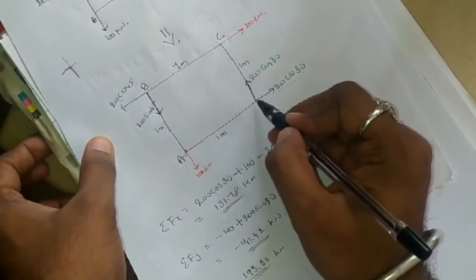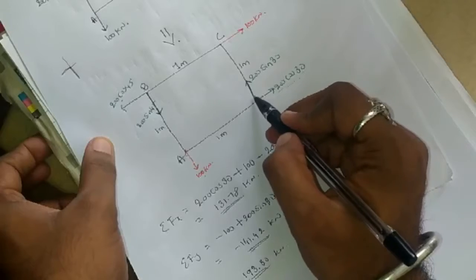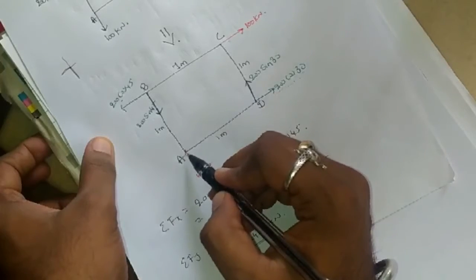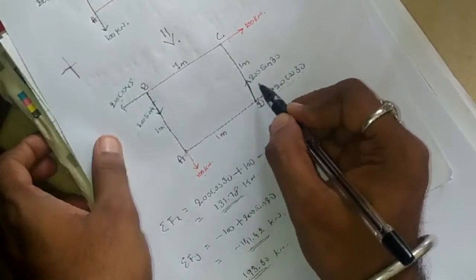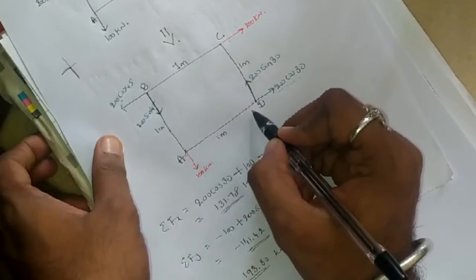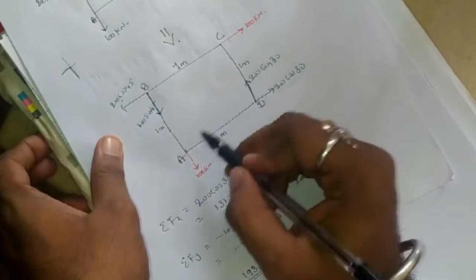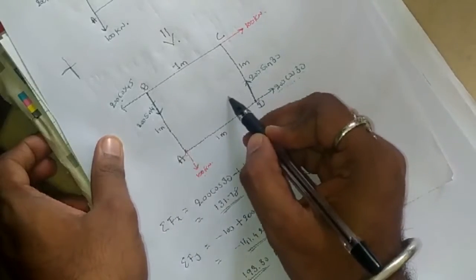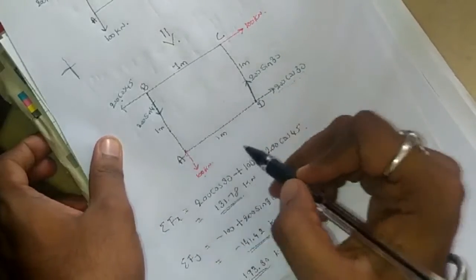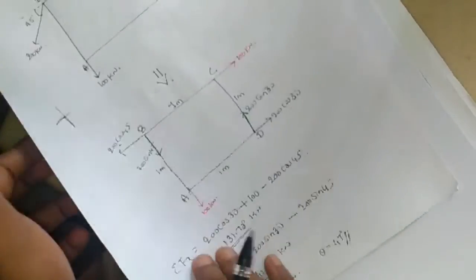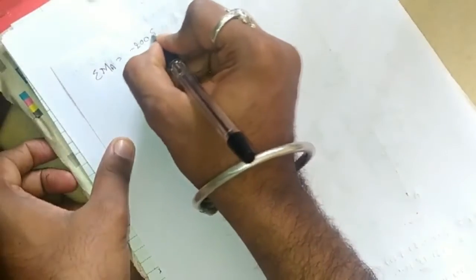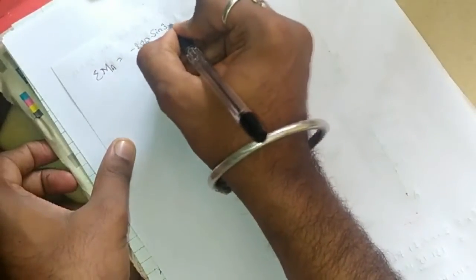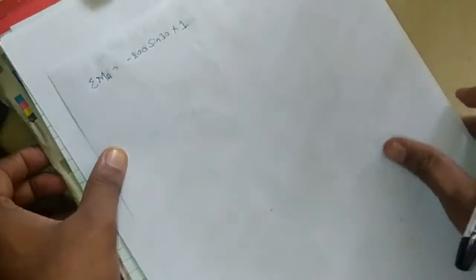Now we'll consider the 200 sin 30 force, into the perpendicular distance. The force is vertical, so the distance should be horizontal. You can see it is acting here. So 200 sin 30 into 1 meter. Is it clockwise or anti-clockwise? From this point to this point along the distance, imagine an arc. It is anti-clockwise, right? So minus 200 sin 30 into 1. I will write here minus 200 sin 30 into 1.